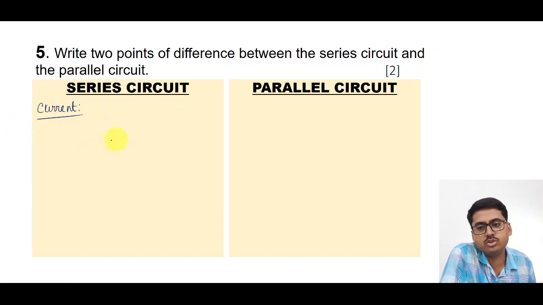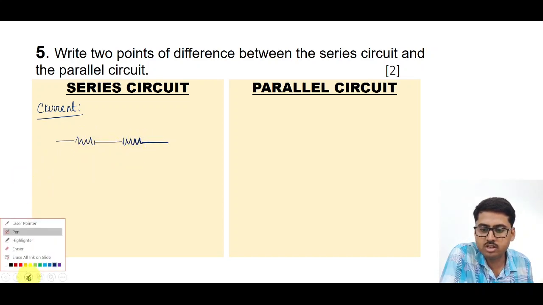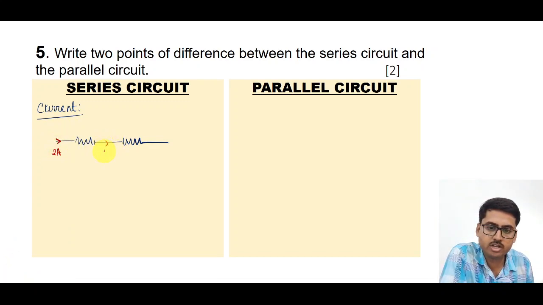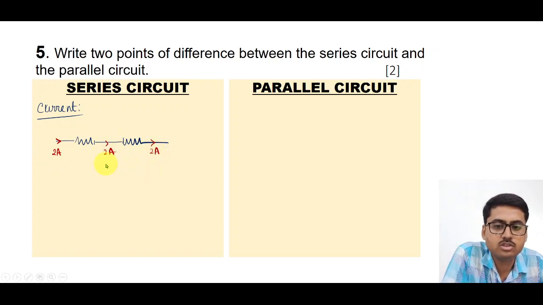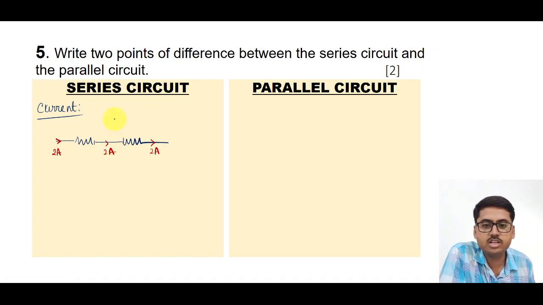circuit. So you know in series circuit that the resistors are connected end to end like this, which means that there is only a single path for the current to flow. So if 2 ampere is flowing here, the same current has to flow through here and the same current has to flow through here. There is no other path. So it means that the current that is flowing in the circuit is equal in all the resistors. So we say current is same in all resistors.